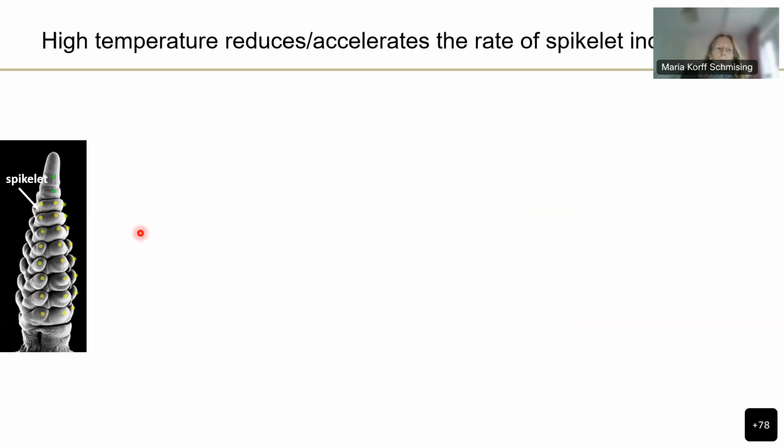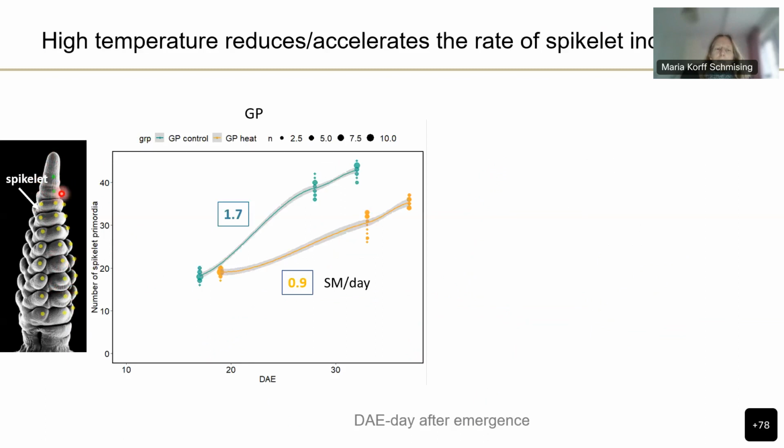And then what we could also do is to score the rate of spikelet induction in response to high ambient temperature conditions. So how fast could the inflorescence meristem induce spikelet primordia here on its flanks? And this you see here for Golden Promise, in green here again, control. So this is very rough, but on average 1.7 spikelet meristems were induced per day under control conditions, and that was strongly reduced by almost half under high ambient temperature conditions in Golden Promise.